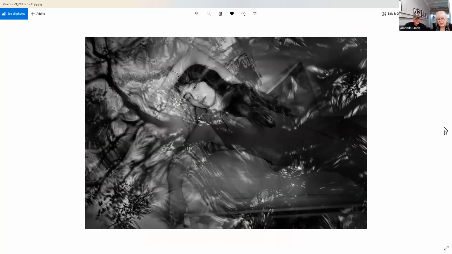This is an image by Gordon Saparia. He lives in Weston, Massachusetts. It's called Victoria Has No Secrets. I love that title. It's a great image.